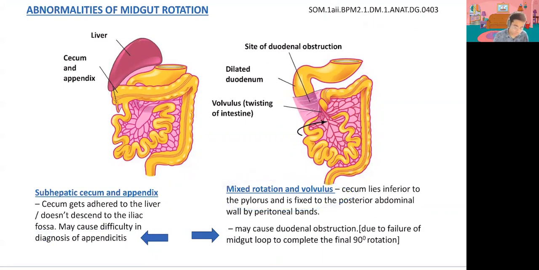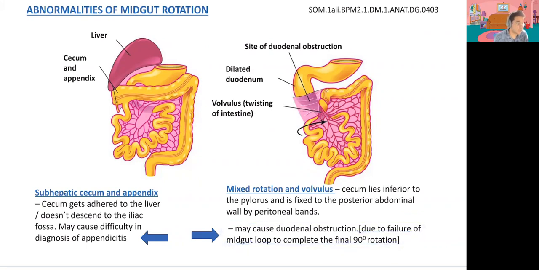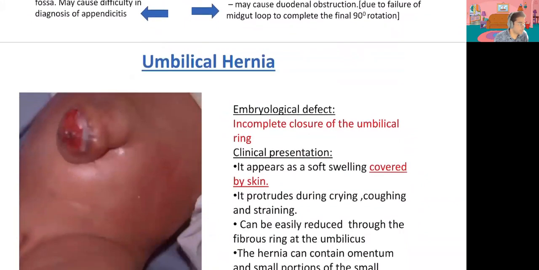So then you have your mixed rotation with volvulus, right? Volvulus changes may cause duodenal obstruction, due to failure of the midgut to completely finish its rotation at the 90 degrees, okay?